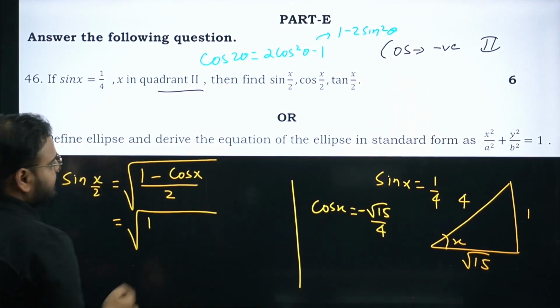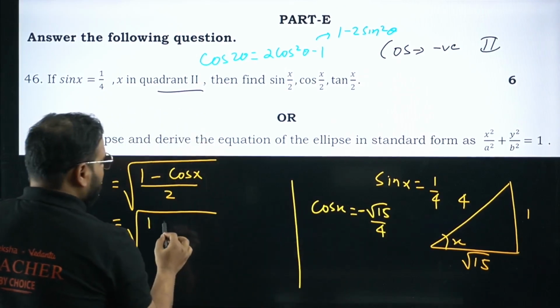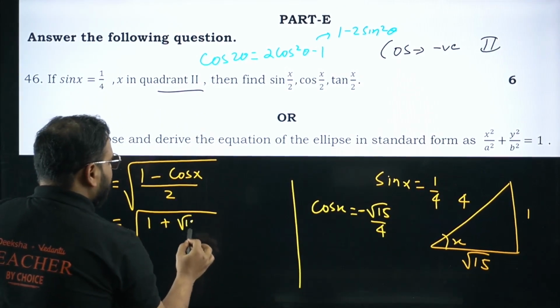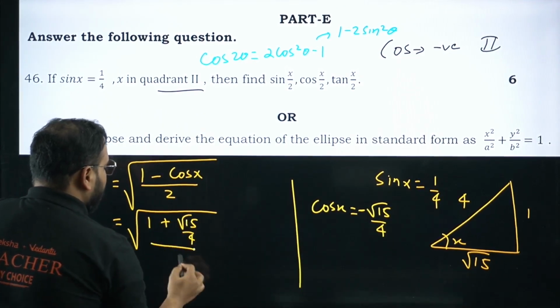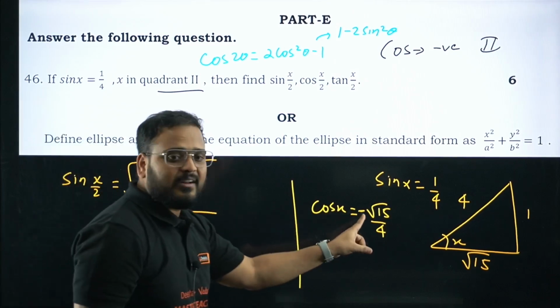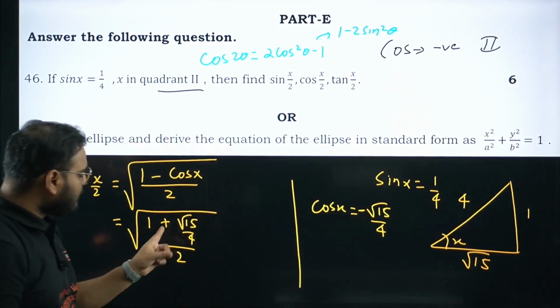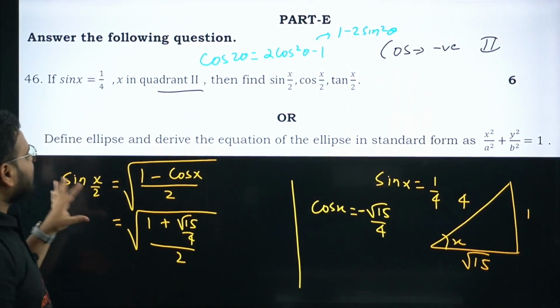1 minus... is there. Cos, how much is that going to be? Minus of minus, so plus root 15 by 4 divided by 2. Negative of negative, na? Negative root 15 will become, bacha, plus root 15. Okay. Now what about sin x by 2, sir?